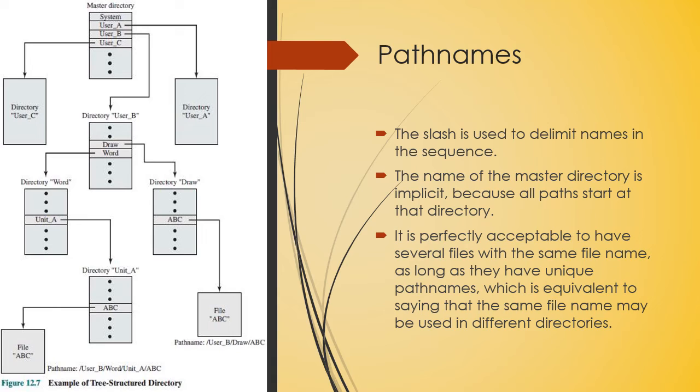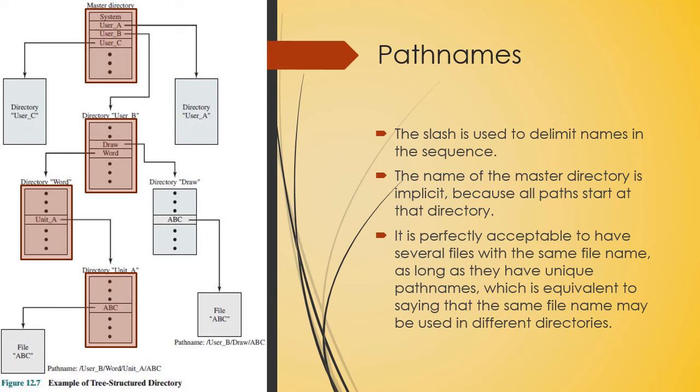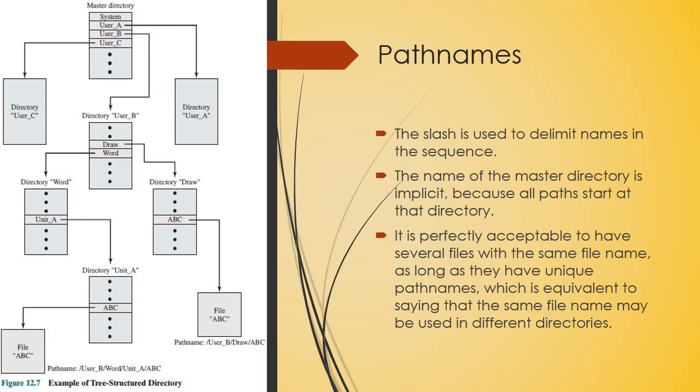Now let us trace the path for file ABC, which you can see in the lower left corner. We start from the master directory, then we go to a directory called user B, then we go to a directory called word, then we go to a directory called unit A, and then we reach file ABC. So the path name is slash user B slash word slash unit A slash ABC.